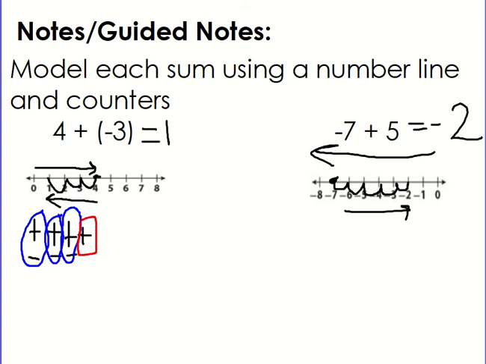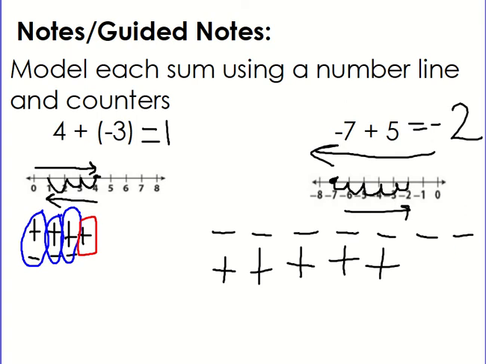So now we're going to do counters. I'm going to start with 7 negatives. 1, 2, 3, 4, 5, 6. I'm going to put my 7th over here because I ran out of room. This is what I start with. That's what it says. Start with -7. I'm going to add +5 to the problem. So 1, 2, 3, 4, 5.